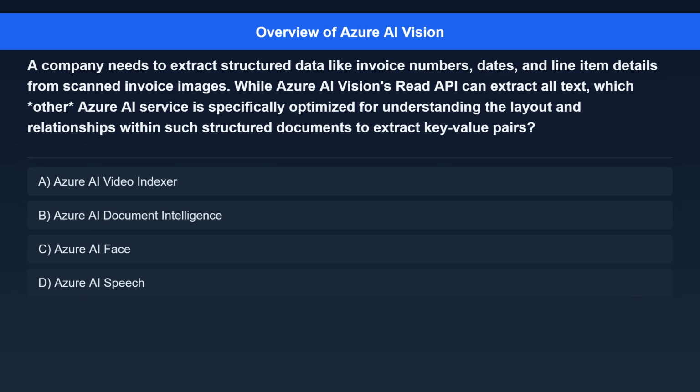Question 5. A company needs to extract structured data like invoice numbers, dates, and line item details from scanned invoice images. While Azure AI Vision's Read API can extract all text, which other Azure AI service is specifically optimized for understanding the layout and relationships within such structured documents to extract key value pairs? Option A. Azure AI Video Indexer. Option B. Azure AI Document Intelligence. Option C. Azure AI Face. Option D. Azure AI Speech.